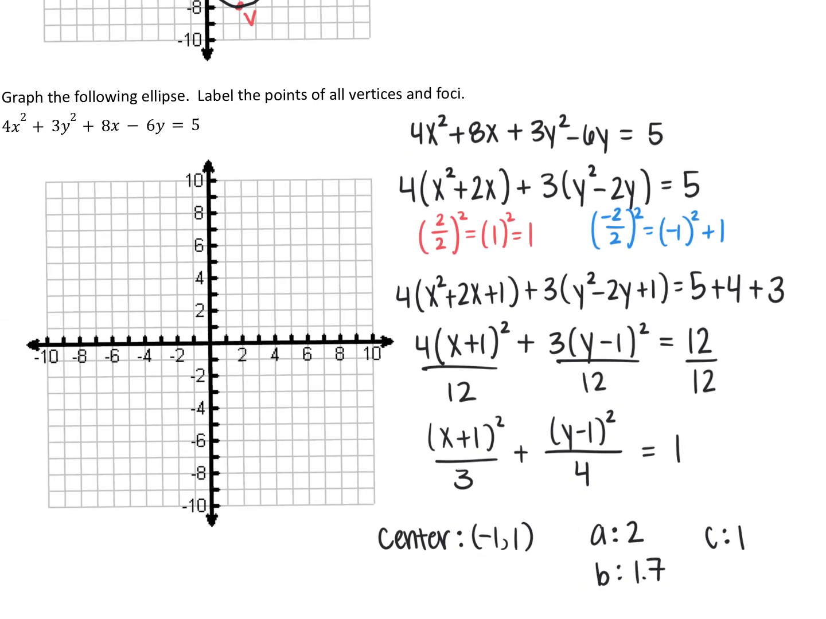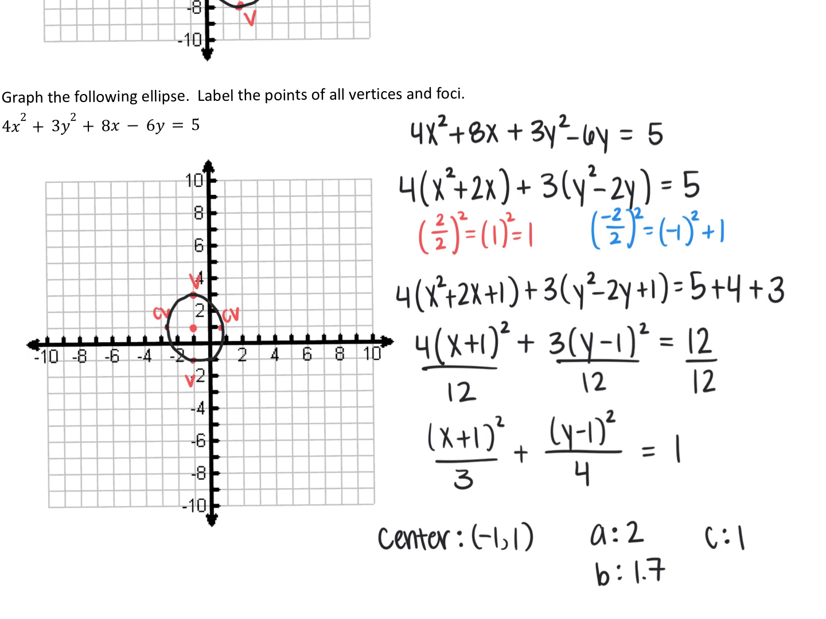So when I go to graph this, I start with my center, negative 1, 1. I'm going to go up 2 for my vertices and down 2. And then I have to go right 1.7, which is almost 2, for my co-vertices, and then left. And then we have our ellipse.